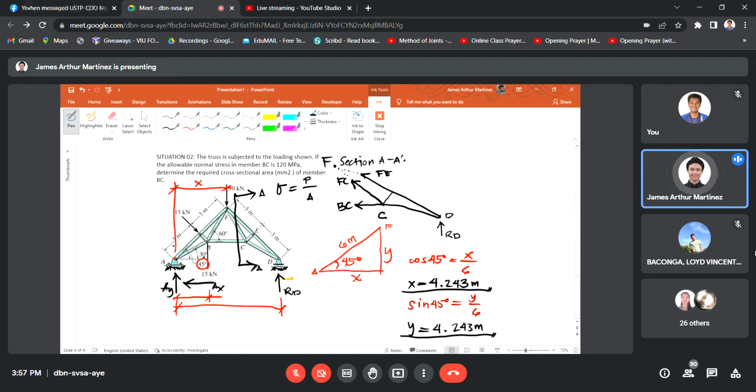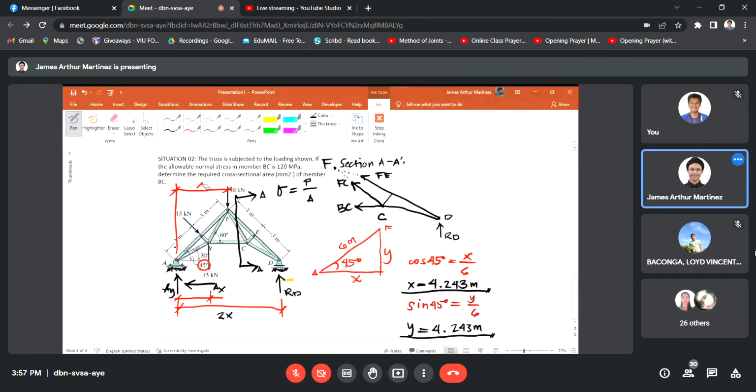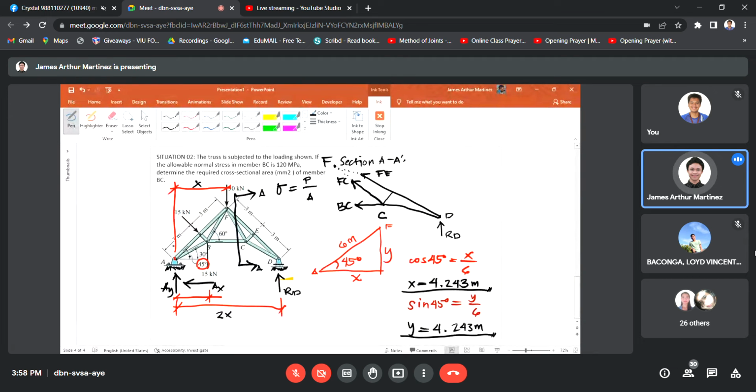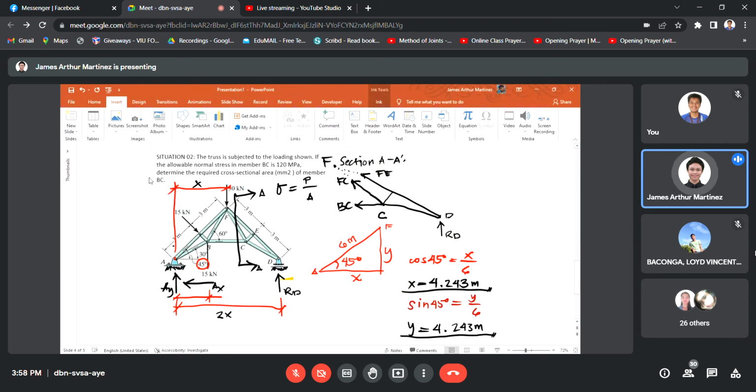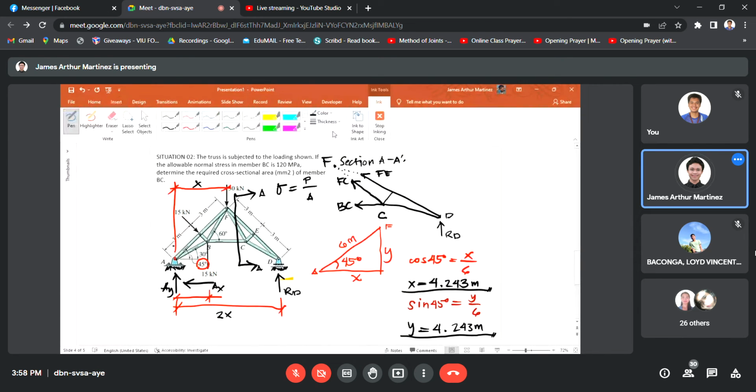The span of your truss will just be 2x. They are symmetrical; it's just that the external loading is not symmetrical. Okay, so now the moment arm of the 15 kilonewton force. Let me add another blank slide. How do we solve for the moment arm of 15 kilonewton?